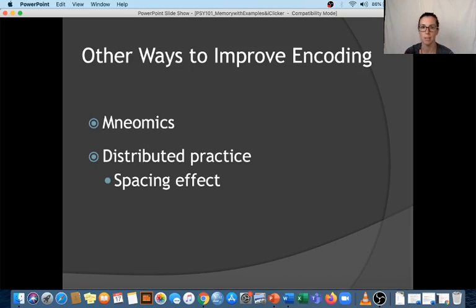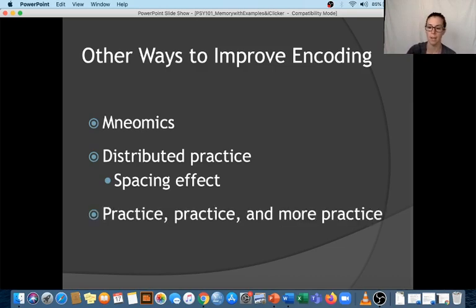Distributed practice, basically practicing over time. We know that studying in smaller chunks over the course of a week will give you the same retention as if you cram for almost double the time the night before an exam. So you actually are saving yourself a lot of time if you distribute your practice over time, and that's called the spacing effect. And then, of course, overlearning and overpracticing is going to be the best way to make sure that you really have good encoding into your memory system and you're able to remember everything that you need to.